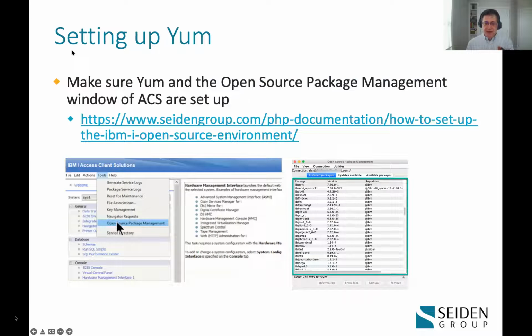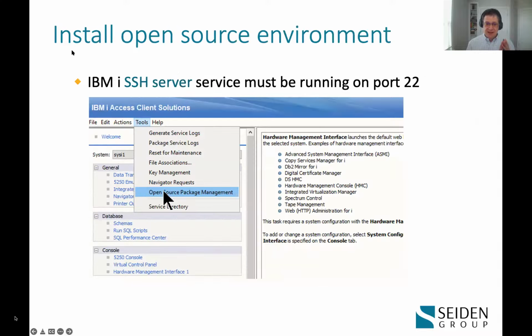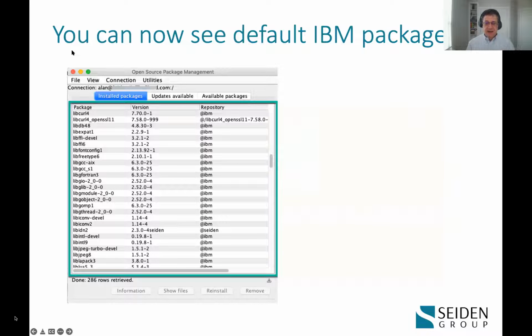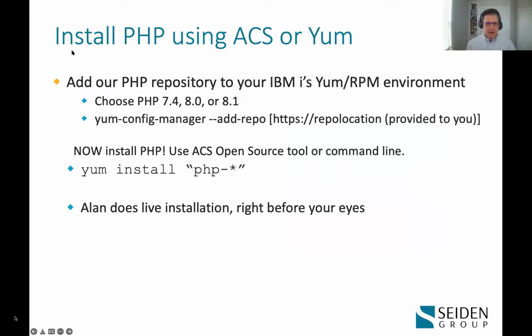But I'm just going to show you a few things. I'm going to do an install here right in the session. So first, you need the IBM open source environment, which you can set up through the Access Client Solutions open source package management. So get ACS, go to the tools, open source package management, and it'll automatically start the setup of open source on your system. You come here, it'll ask a question, SSH has to be started, and then it gives you all these packages here. These are just like IBM packages.